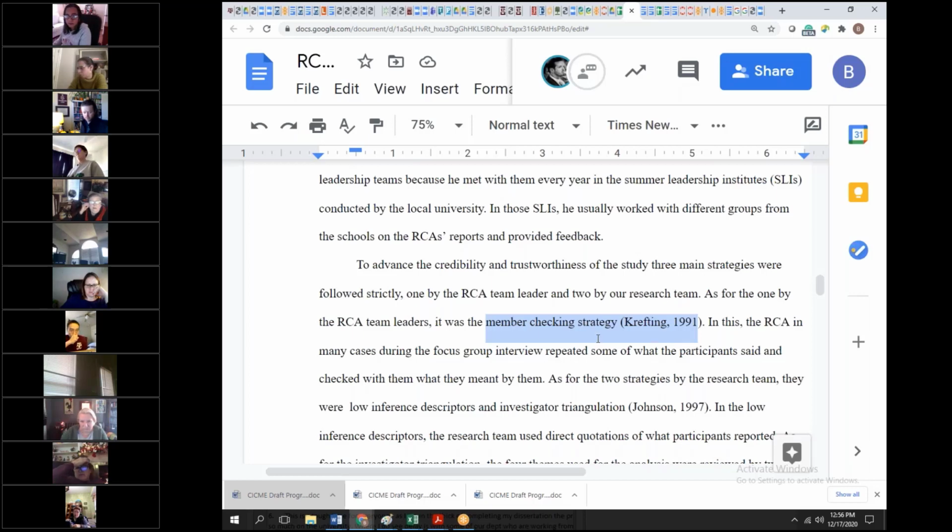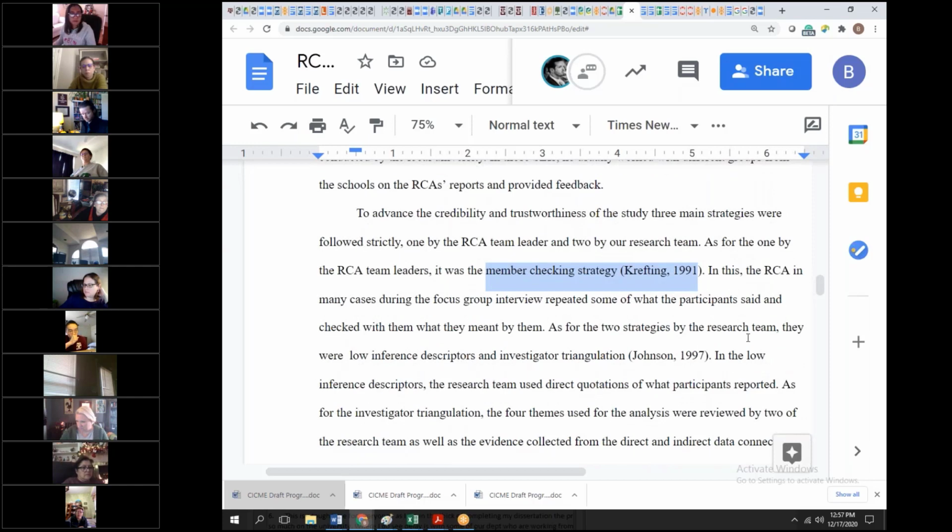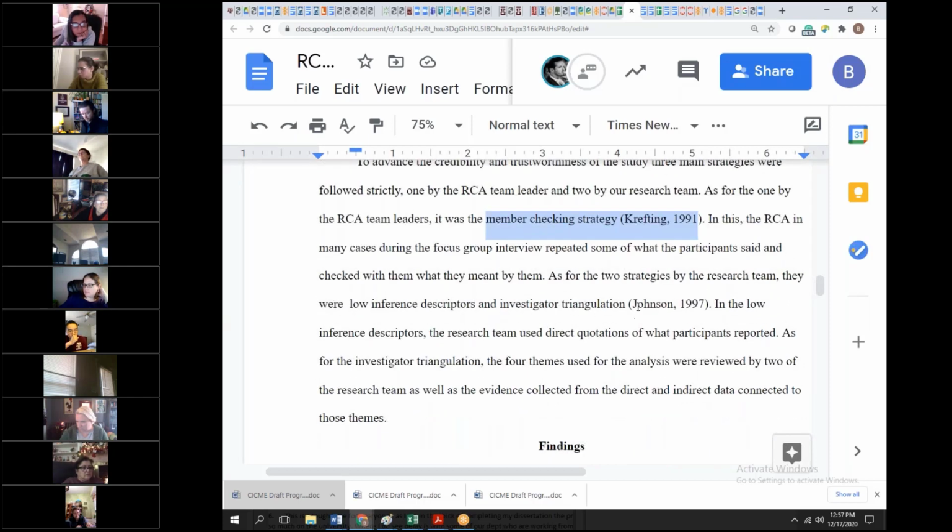And the Crafting paper from 91 is pretty foundational, and you might want to take a look at that paper because it has a lot of techniques for establishing trustworthiness and credibility in your studies, and you could reference that. I think it's very, very good. Maybe it was Johnson's 97. That's Burke Johnson's work from 97.